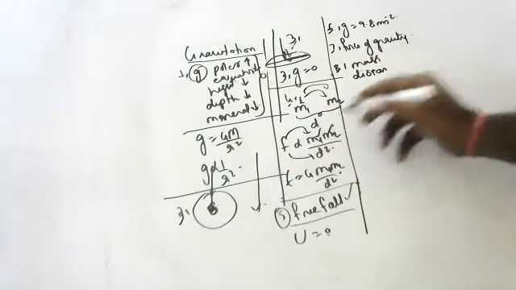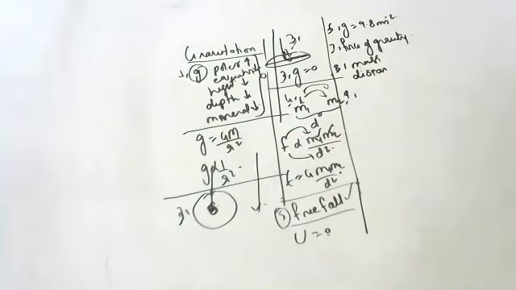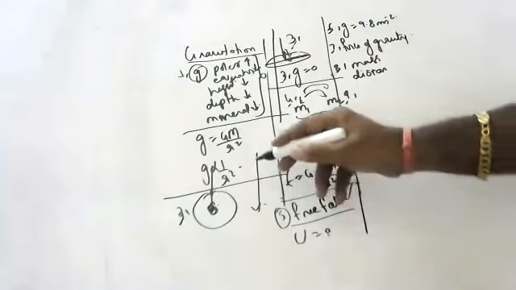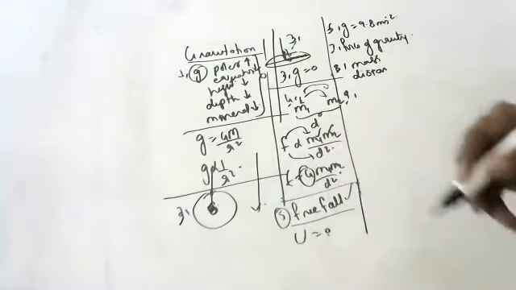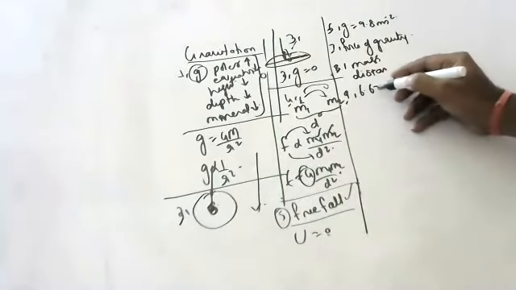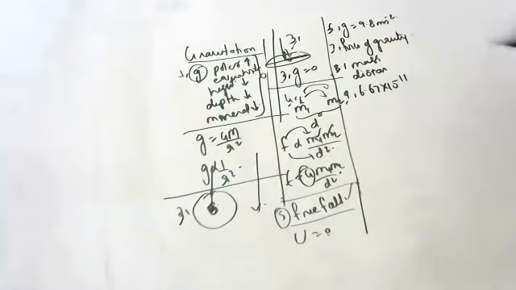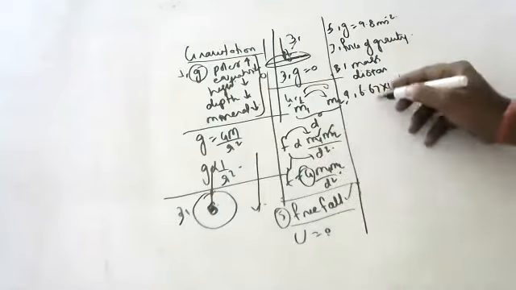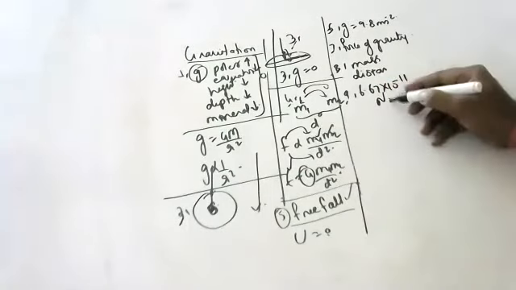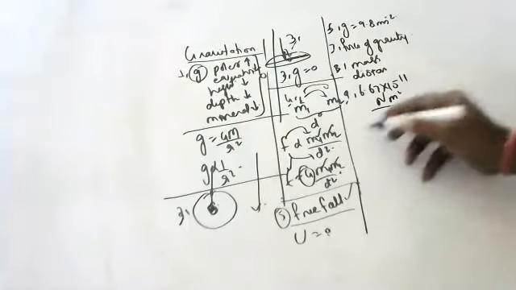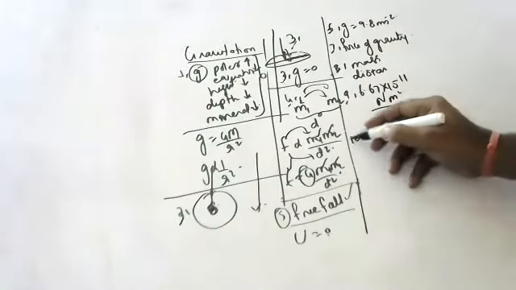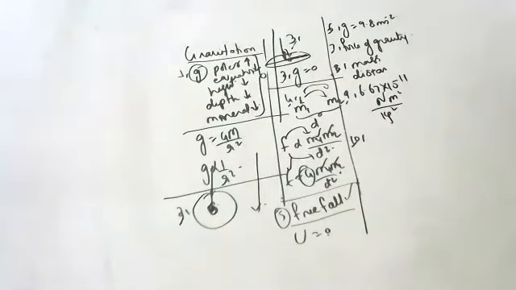On mass and distance between them. Next, what is the value of big G? 6.67 into 10 to the power minus 11 Newton meter square per kg square.